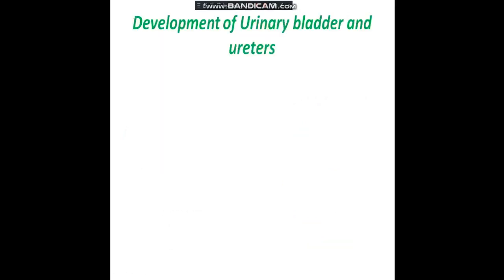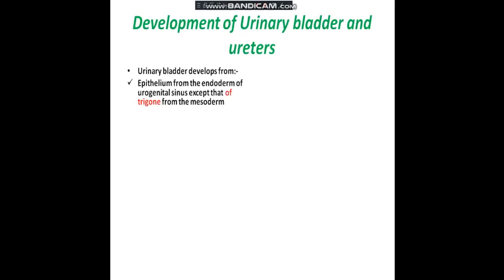Development of urinary bladder and ureters. Urinary bladder develops from epithelium. Most of it develops from the endoderm of the urogenital sinus, except part of the trigone, that part which is known as the trigone, which develops from the mesoderm. Musculature develops from the splanchnic mesoderm in the urogenital sinus.